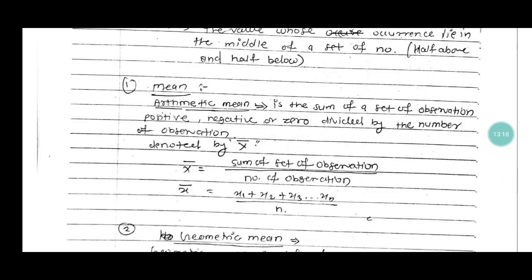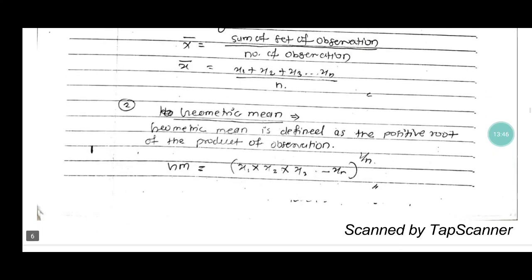Number A, that is arithmetic mean. It is the sum of the set of observations, positive, negative or zero, divided by the number of observations. It is denoted by x bar, where x bar is equal to the sum of the set of observations divided by the number of observations. So x bar is equal to x1 plus x2 plus x3 till xn divided by n. Number second, or number B, that is geometric mean.